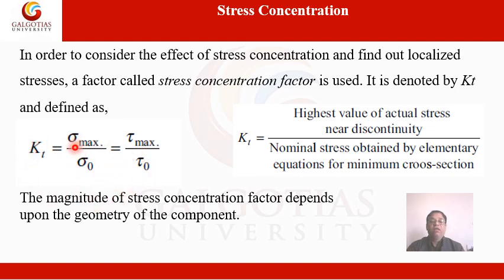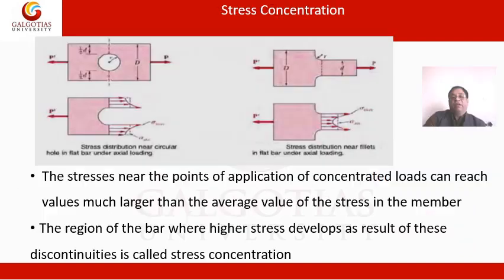This is the formula to find the stress concentration factor for normal stress: sigma max over sigma O. Sigma O is the original, nominal, normal stress, and sigma max is the stress at the change position, the discontinuity point. Similarly, for shear stress, it is the shear stress at the discontinuity point where there is a discontinuity in the cross section, upon the nominal shear stress. The magnitude of the stress concentration factor depends upon the geometry of the component.